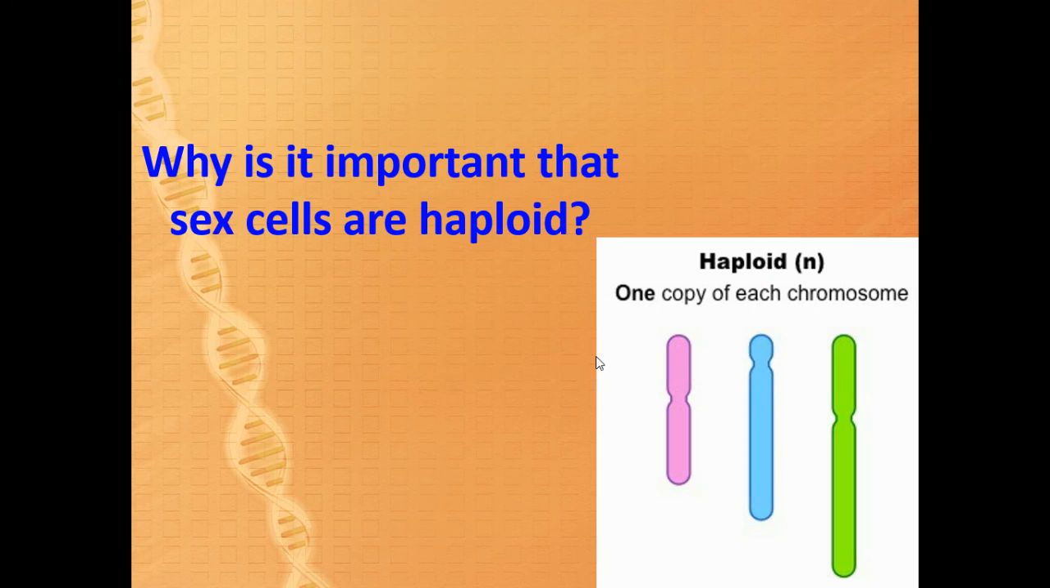So why is it important that our sex cells are haploid? Well, think about it. If you got 2 sex chromosomes from your mom and 2 sex chromosomes from your dad, then you would actually end up with double the amount of chromosomes and you would not be able to have a viable baby. It would be miscarried because it has way too many chromosomes. So when it's haploid, that means that your mom's cells meet up with your dad's cells, and that gives you the perfect number of 46.